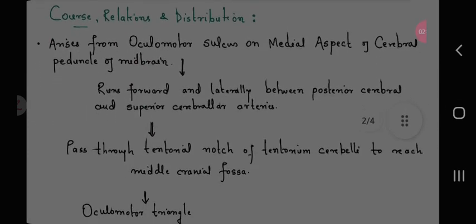Course, relation and distribution: it arises from the oculomotor sulcus on the medial aspect of the cerebral peduncle of the midbrain, runs forward and laterally between the posterior cerebral and superior cerebellar arteries, and passes through the tentorial notch of the tentorium cerebelli to reach the middle cranial fossa.